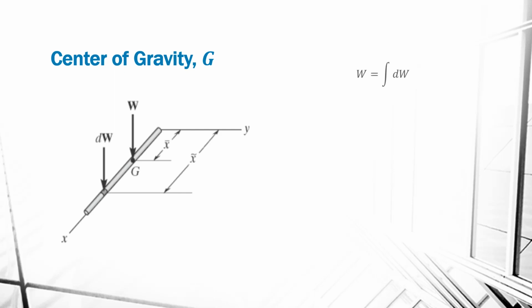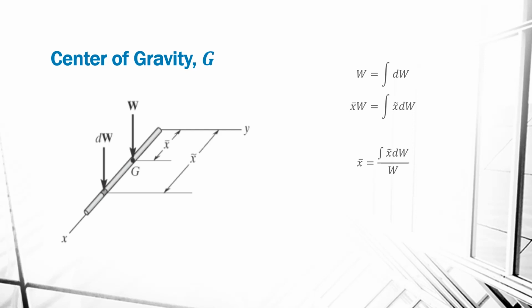We know that if we want to find the total weight, we have to add up all of the weights of the infinitesimally small sections of that rod. In other words, we need to integrate in order to find the total weight. We also know that the moment that this total weight causes about the y-axis should be equal to the sum of all of the moments that the individual sections with weight dW cause about the y-axis. So we can set this equation, and we can use this equation to solve for my x bar coordinate. This x bar coordinate points to the location of the center of gravity.